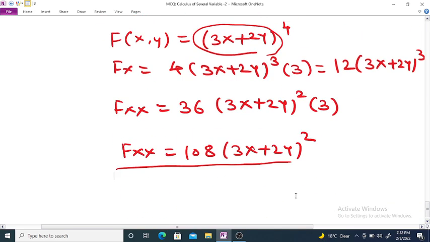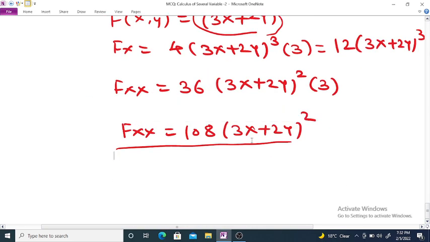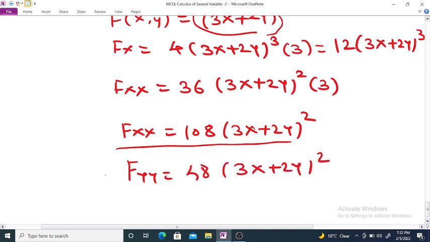And what is f of yy? f of y is 48 times, f of yy is equal to 48 times (3x + 2y) raised to 2. So the correct option is what? Option number D. Option number D is the correct option.